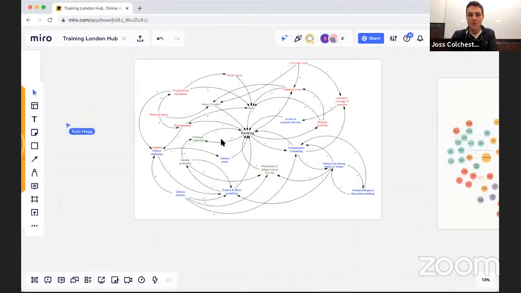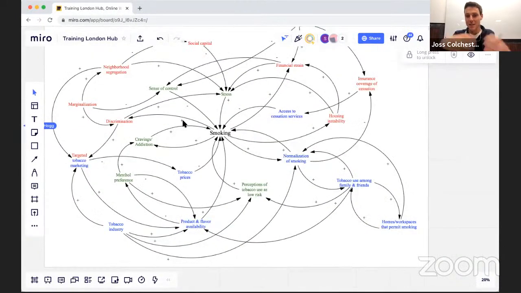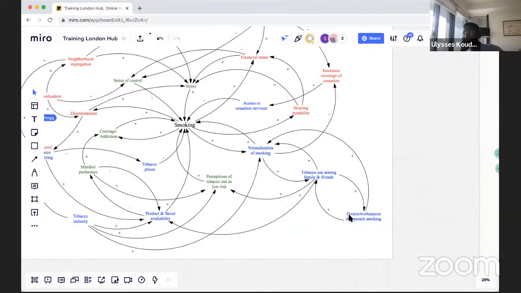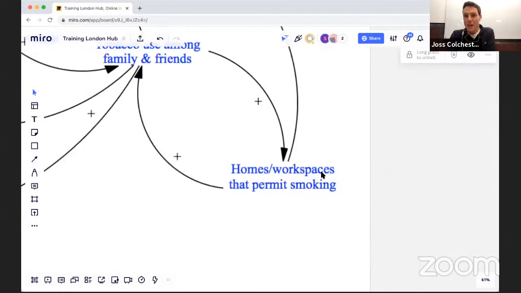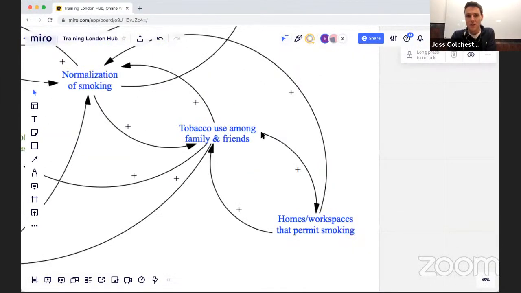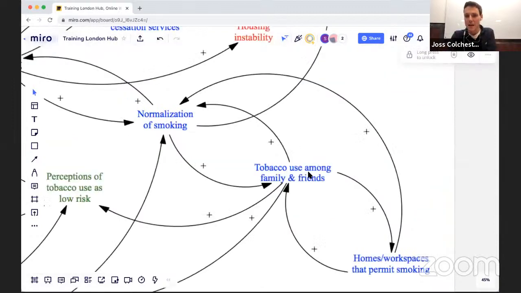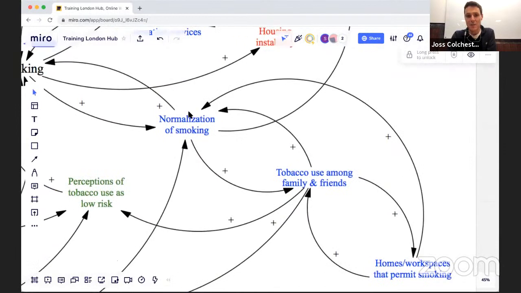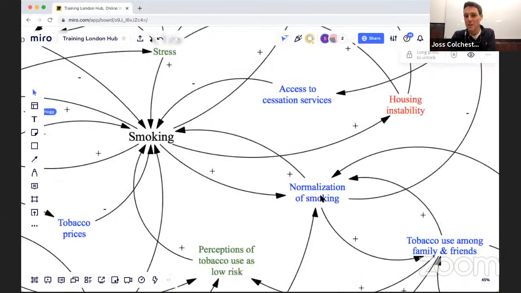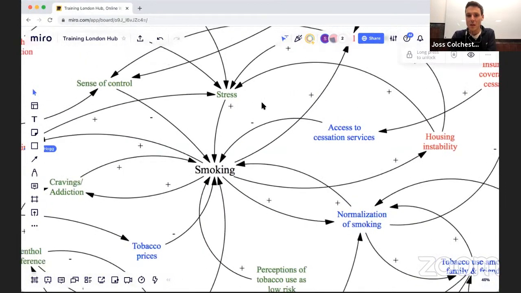So here's another one, thinking about smoking and all the different factors around that, the systems dynamics that are affecting this. So we could start all the way out here. This is how permitted smoking is in the home or workplace. We can see that's positively correlated with tobacco use among family and friends. So more acceptance, probably more people using the substance. Again, it's positively correlated with normalization of smoking. People around you smoking, there's probably going to be a culture that's normalized, it's okay. Normalization of smoking as a culture is probably going to lead to more smoking.